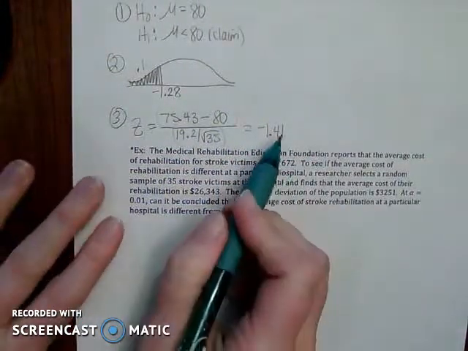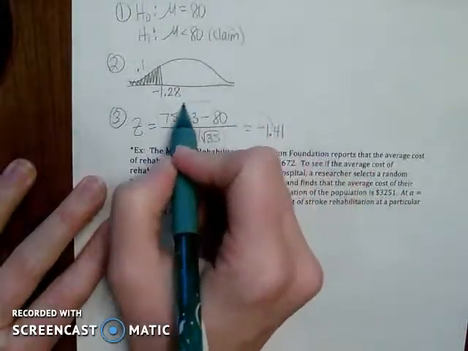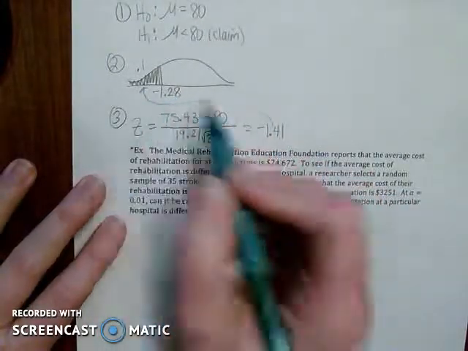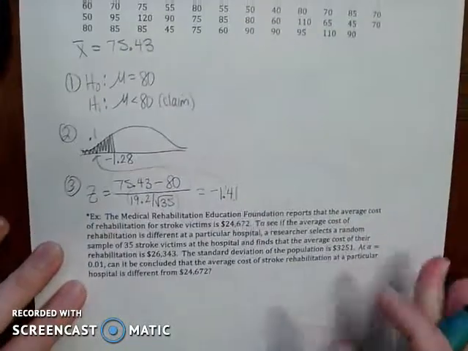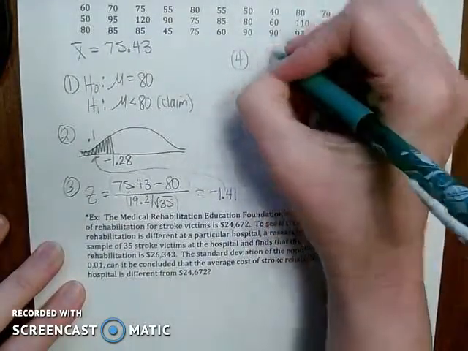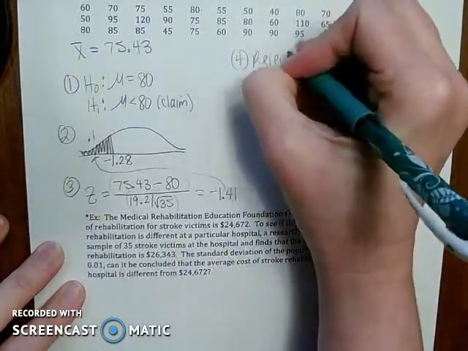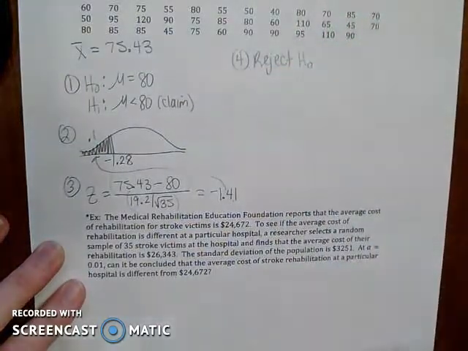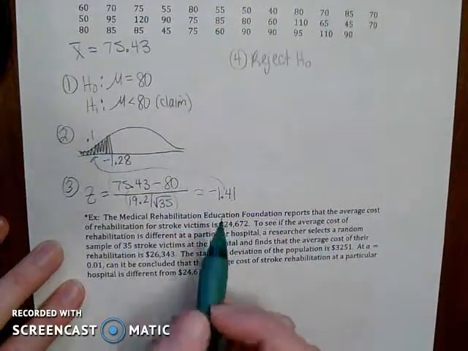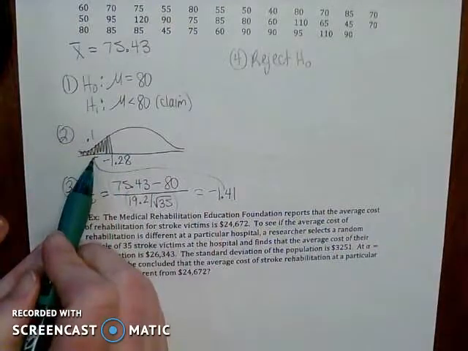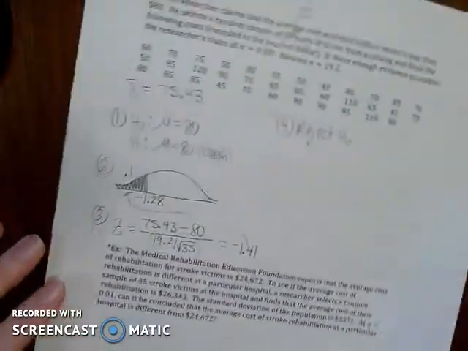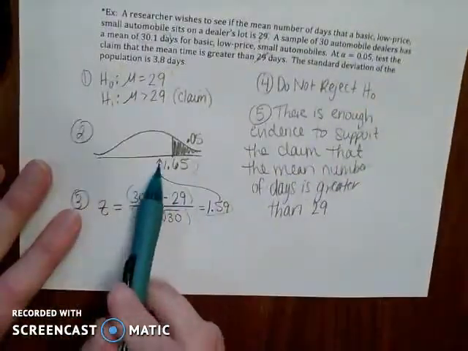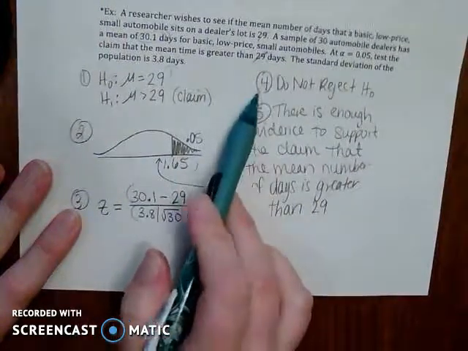So again, you're comparing this number to this number. It is over here. It's less than that number, which means it's in the critical region. So since it's in the critical region, that means we reject H sub 0. Okay, so this number is in the critical region, so we reject. On the front, this number was not in the critical region, so we did not reject.